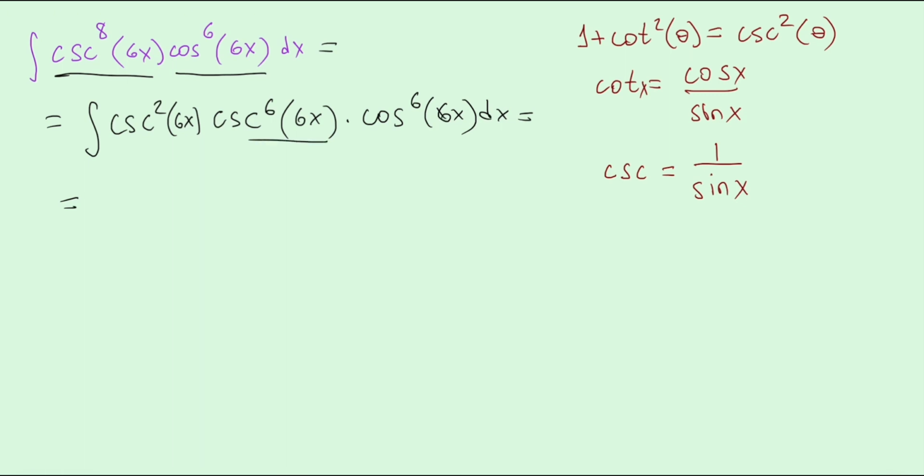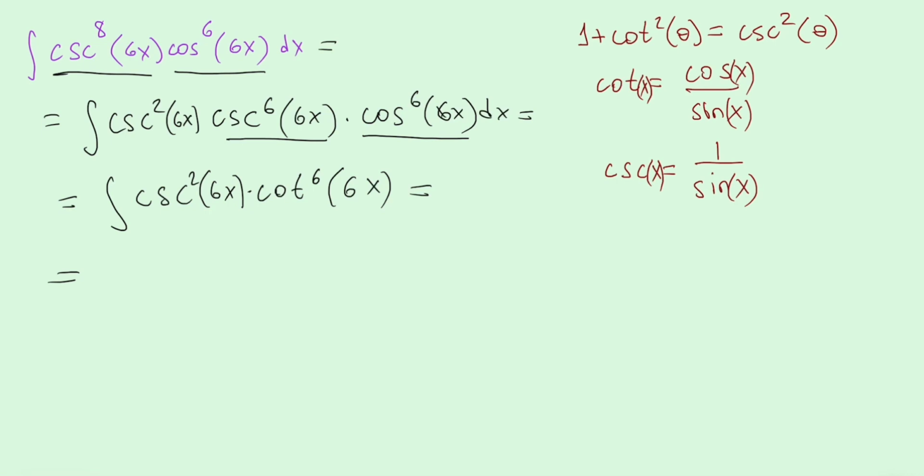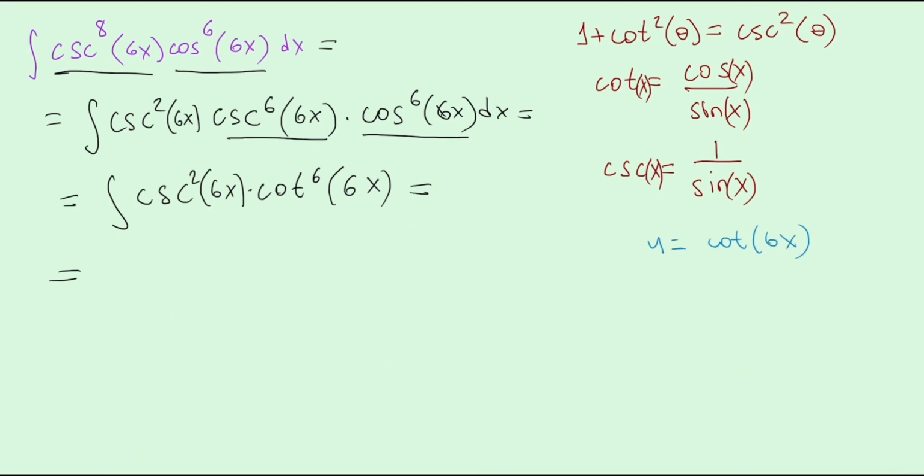And we know that this equals 1 over sine of 6x. So what happens is cosine to the 6th power divided by sine to the 6th power. That will give us cotangent to the 6th power of 6x. And then we're going to have the cosecant squared 6x up front. Now we're going to use u substitution. So we're going to have u equal to cotangent of 6x. du equals negative 6 times cosecant squared of 6x dx.